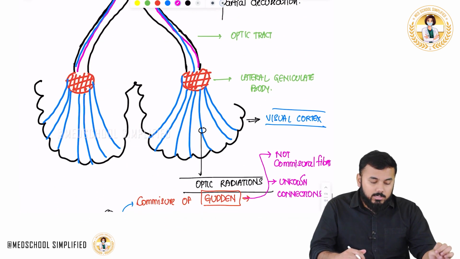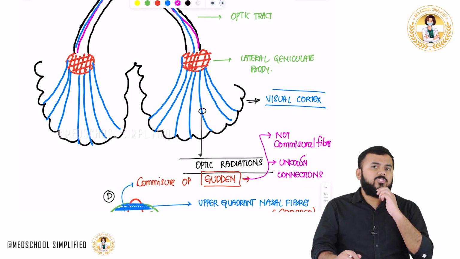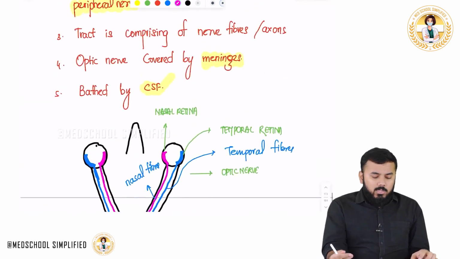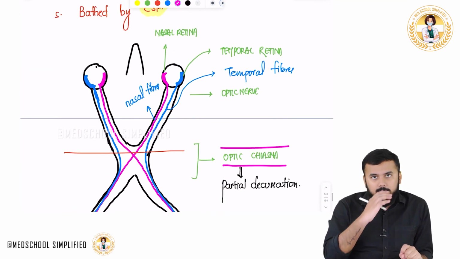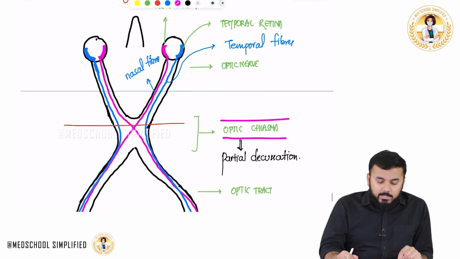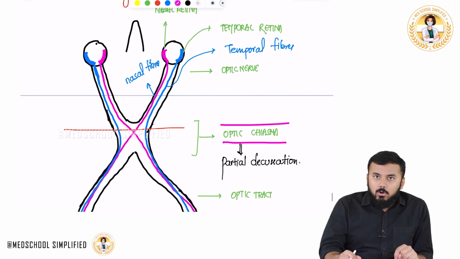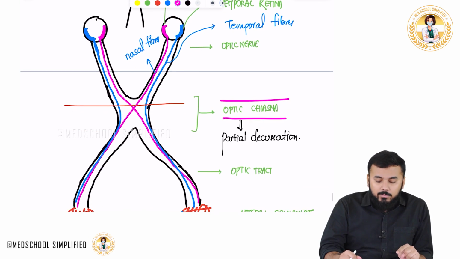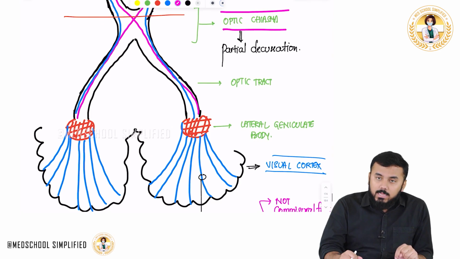So these are the structures which you can see here. What are the structures you can see here? You can see one very important thing, the nasal retina. After the nasal retina, you have the temporal retina. From the nasal retina, the fibers which are coming out are called nasal fibers. These nasal fibers are crossing. Now the next one is the temporal retina. From the temporal retina you have the temporal fibers. Now these temporal fibers stay on the same side.